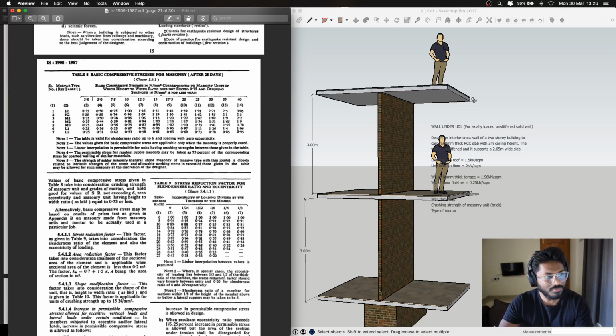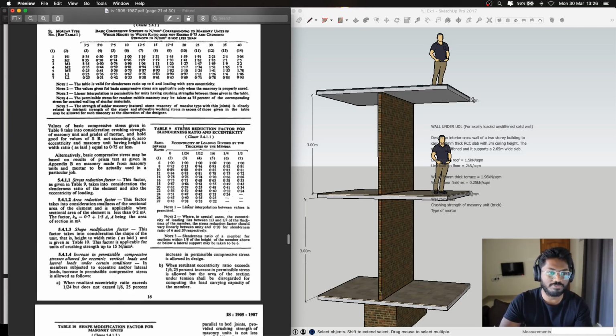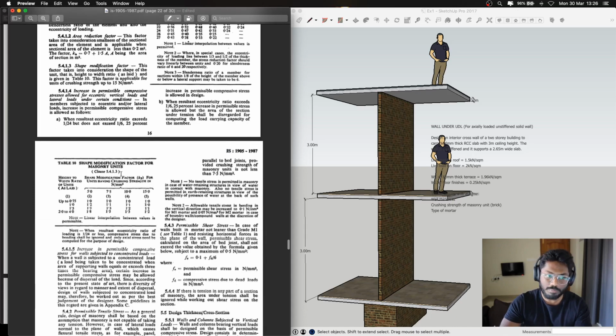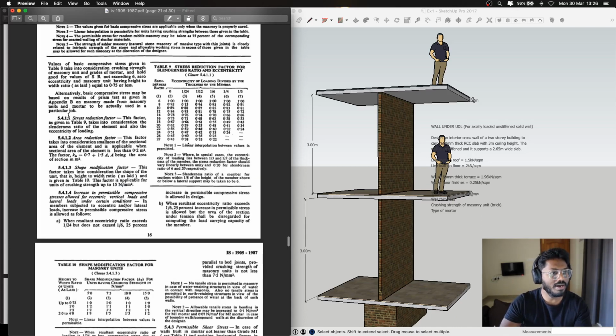Now, based on the given or assumed crushing strength, and based on the assumed mortar type, which is given in column 2, H1, H2, M1, M2, etc., we will have to identify the corresponding basic compressive stress that it can offer. It is this stress to which we will multiply certain factors like the stress reduction factor given in Table 9, the shape modification factor given in Table 10, and another factor called the area reduction factor, which is given by the expression K = 0.7 + 1.5A.